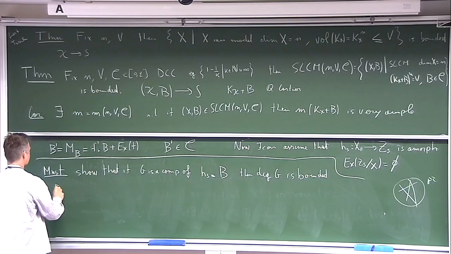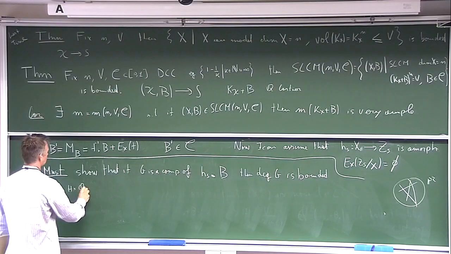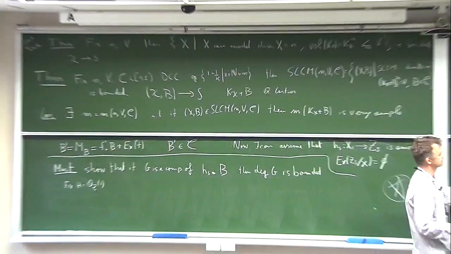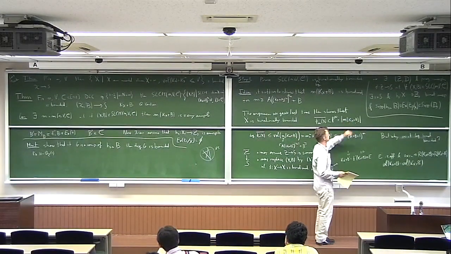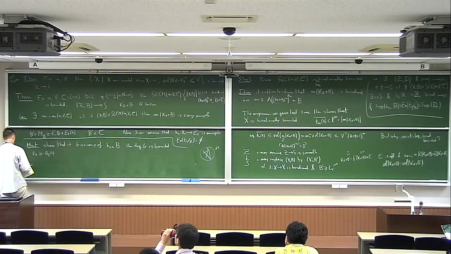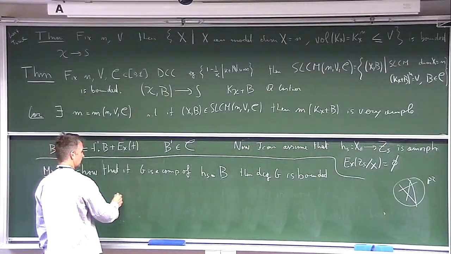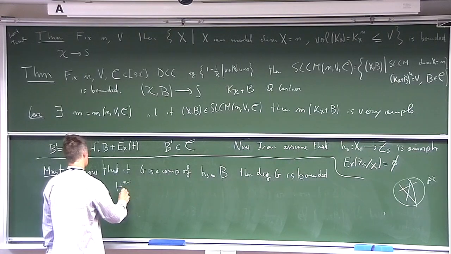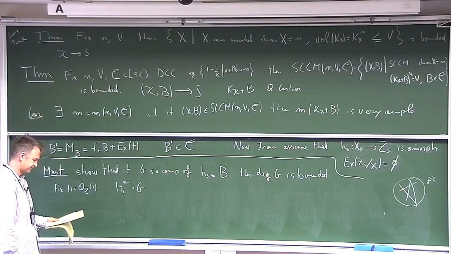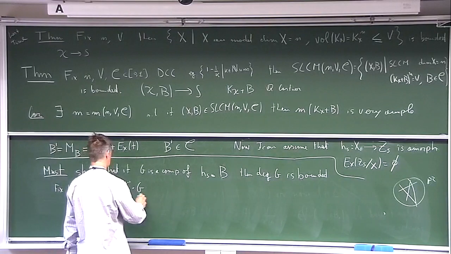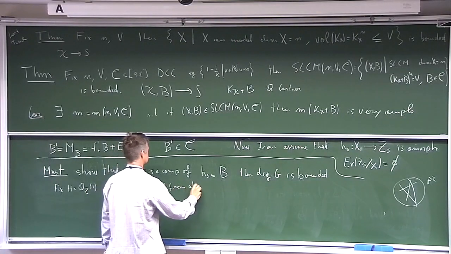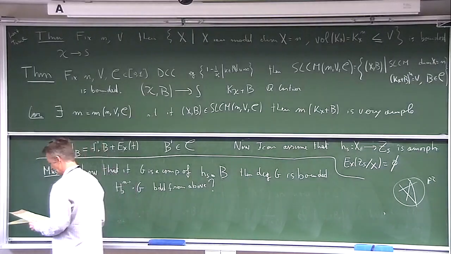What does it even mean? So let's fix H to be O_Z(1), so it corresponds to the moving part of this linear series, essentially. The degree of G is just going to be H to the n minus 1: I restrict it to the fiber S to the n minus 1 and intersect it with G. And my goal is to show that this is bounded from above. So why would that be?